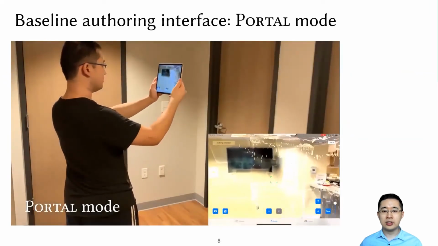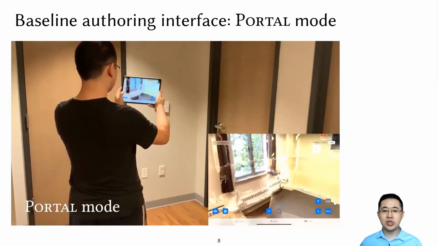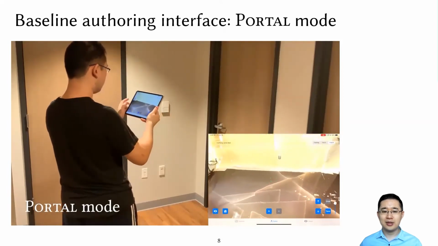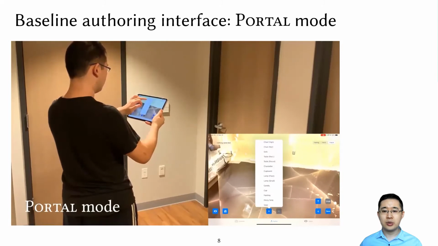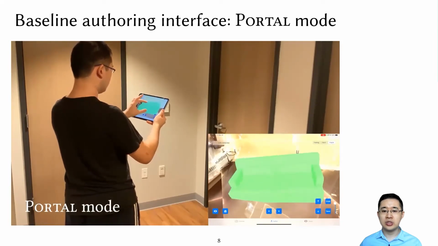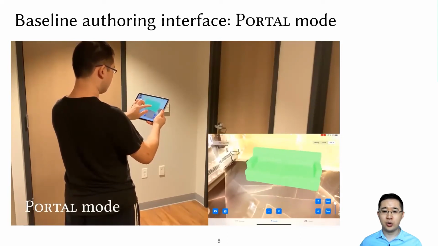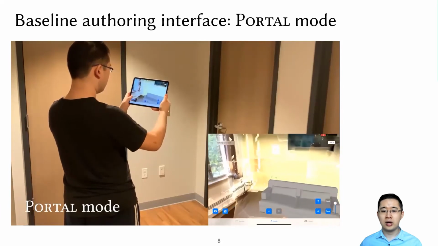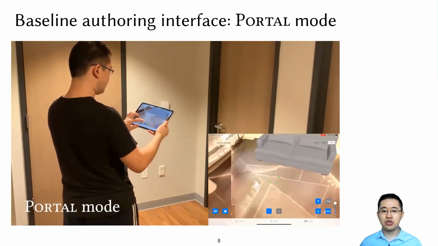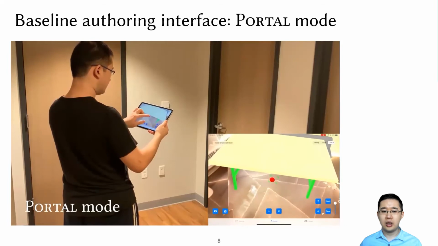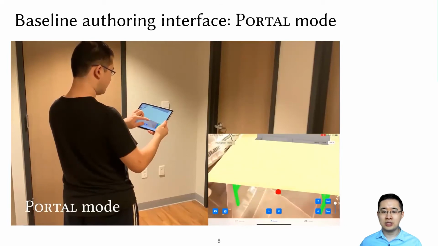Our baseline interface simulates the experience of using in-situ AR authoring tools. In this portal mode, designers can see a 3D visualization of the captured environment even if they are physically at another location. They can walk around and place virtual objects such as a couch and move it next to the wall. They can also put a table in the middle as if they are on site.